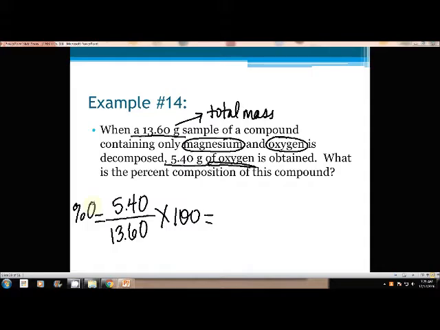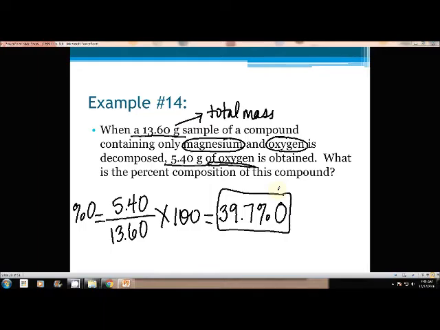So when you divide and multiply by 100, we're going to just round these to 1 decimal place for percentages today. So when you do that, you should get about 39.7%. So that's one of our answers. But as I mentioned before we started, however many elements you have is however many answers you need. So we have our oxygen percentage, but we still need our magnesium percent.